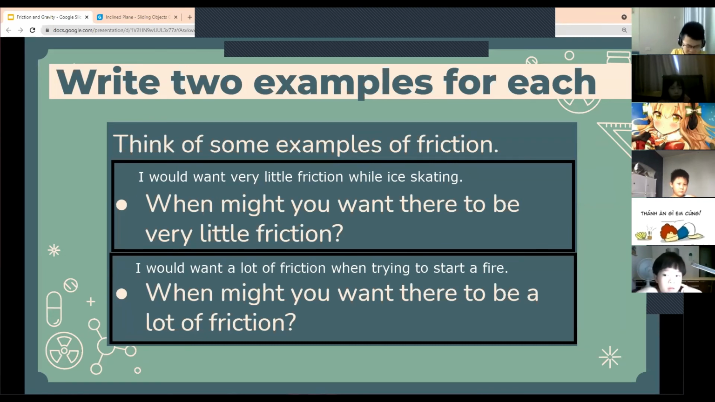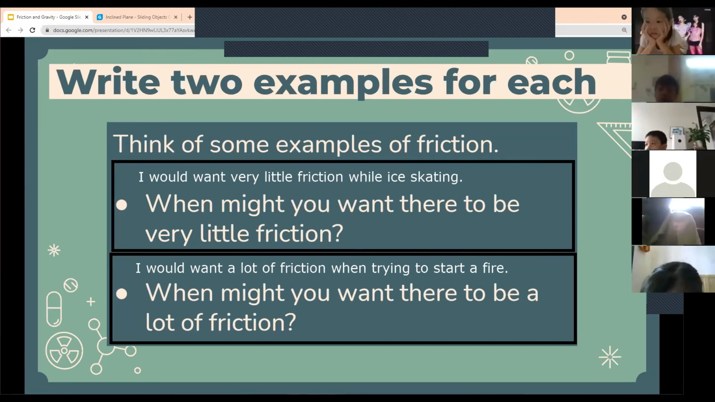Okay, but when would you want a lot of friction? Let's go over one example. We only have time for one example. Taylor, when would you want there to be a lot of friction? I am still thinking. Okay, well, let's think of some times. When is it really bad to be slipping? To think of times you would want a lot of friction, when's it really bad to slip?